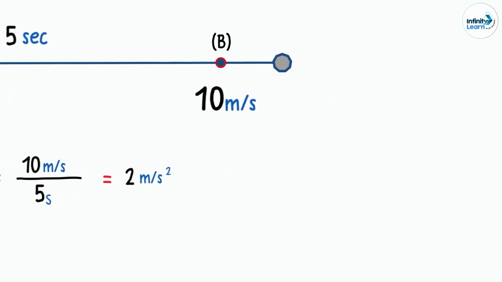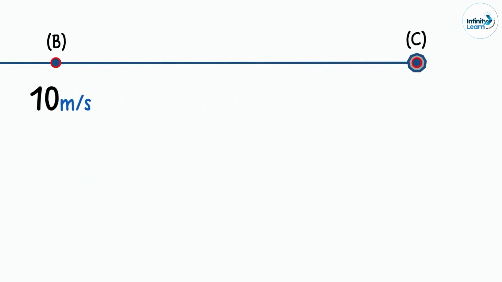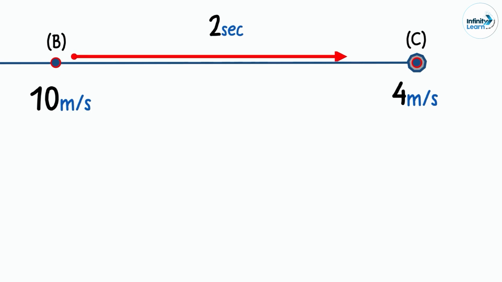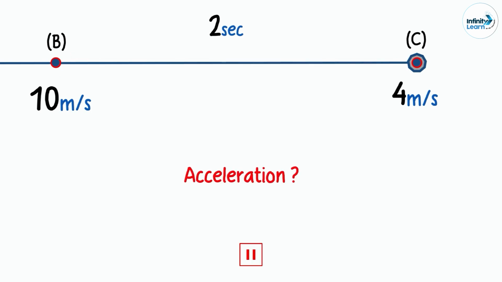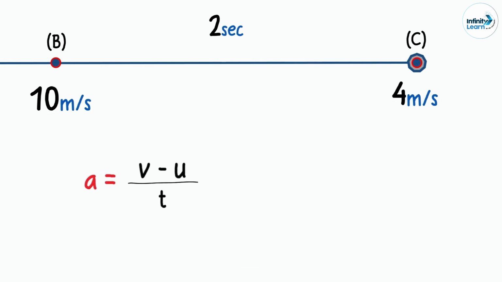From point B, the object moves towards point C and the velocity at point C is 4 meters per second. From point B, the object took 2 seconds to reach point C. What will be the acceleration in the second case? It's easy. The acceleration formula remains the same.